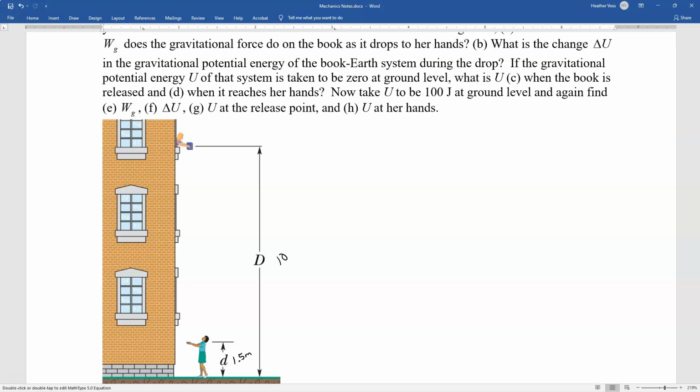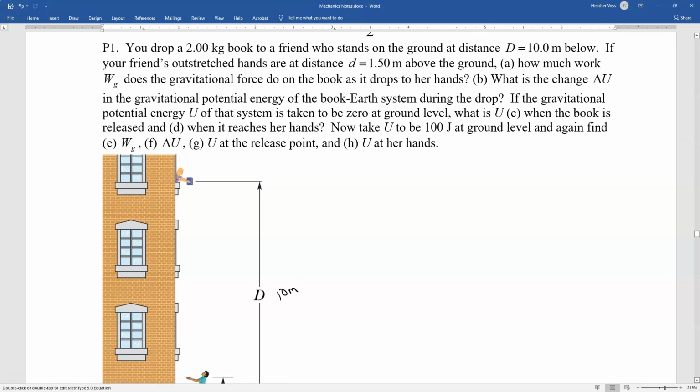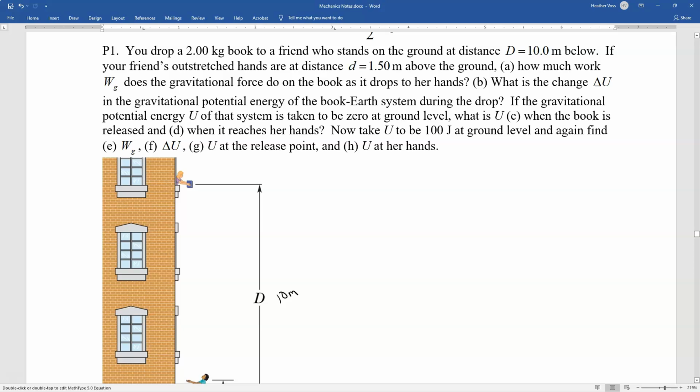This is 10 meters. Again, we start with a picture. Always start with a picture. And here we have a 2 kilogram book. So for part A, how much work is done by the gravitational force?